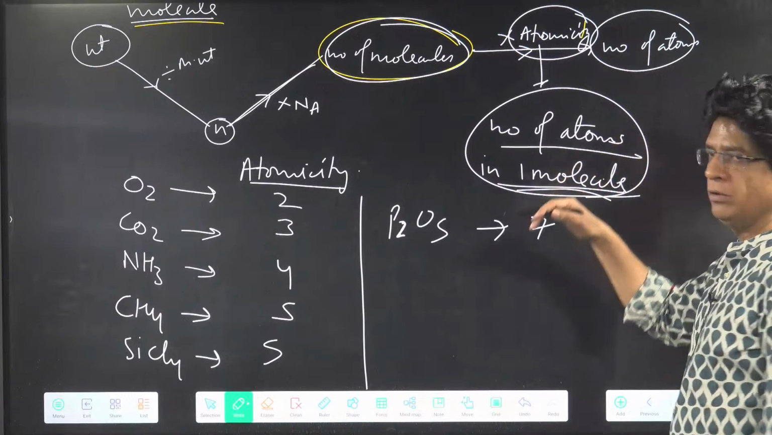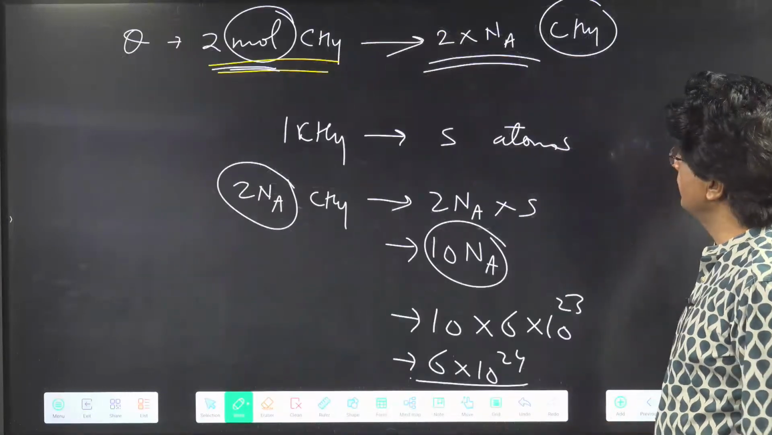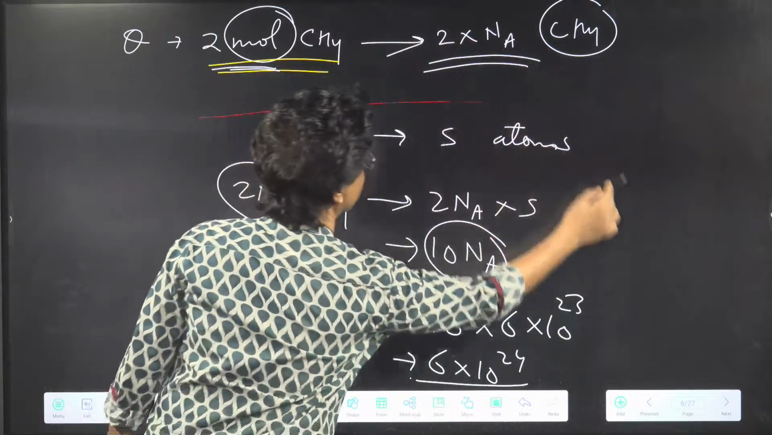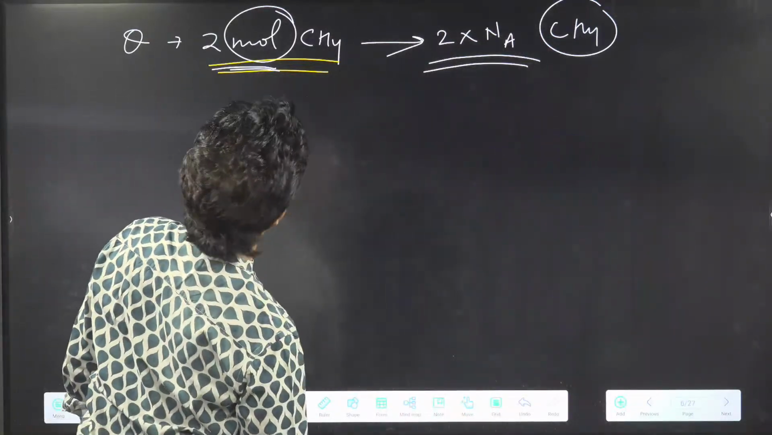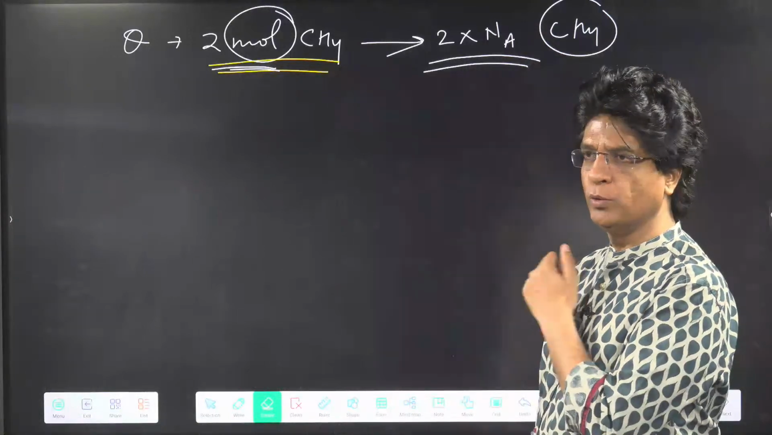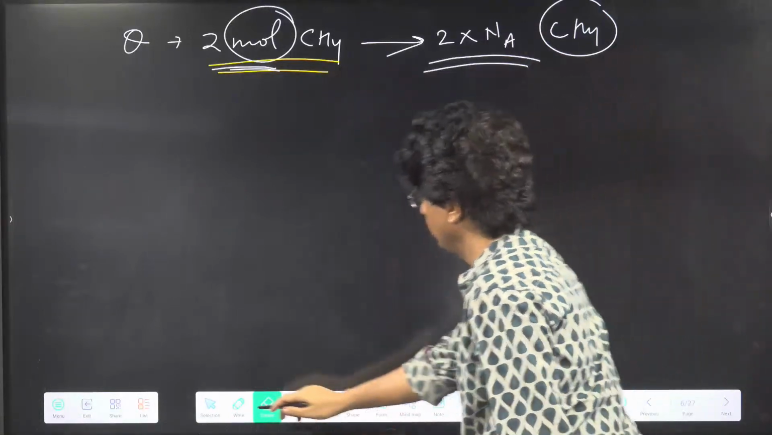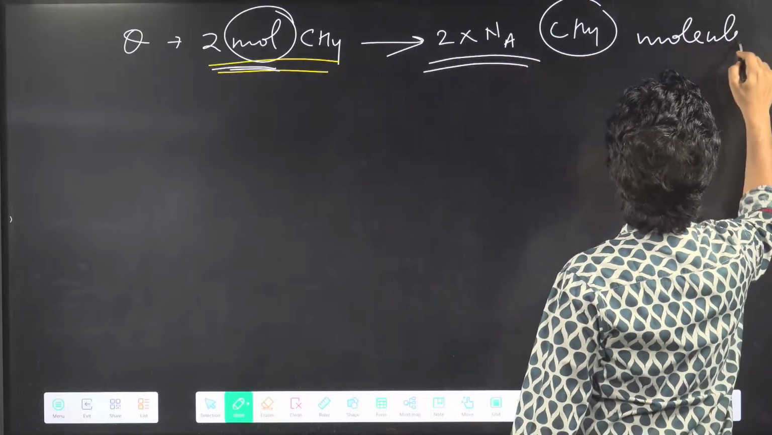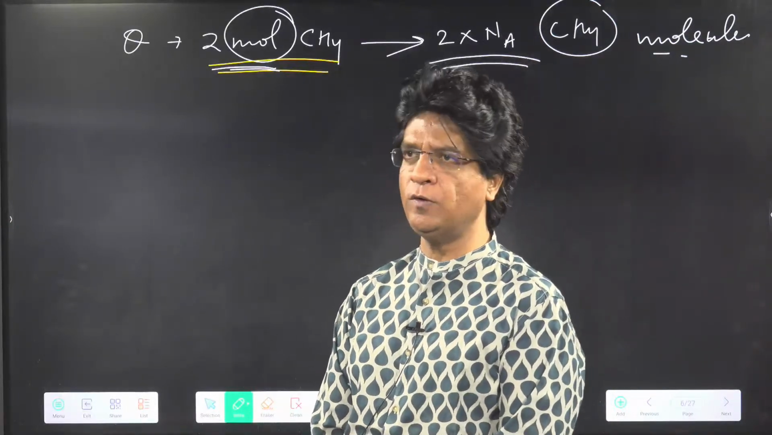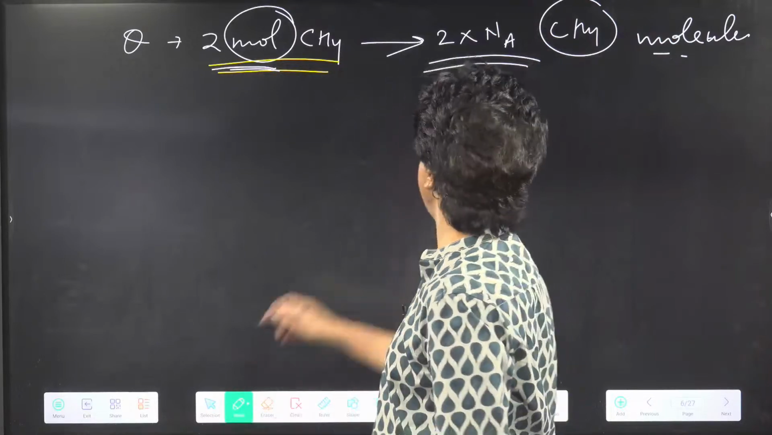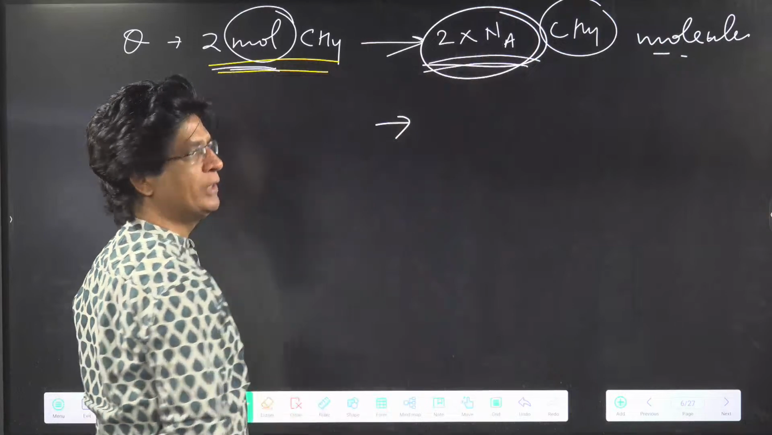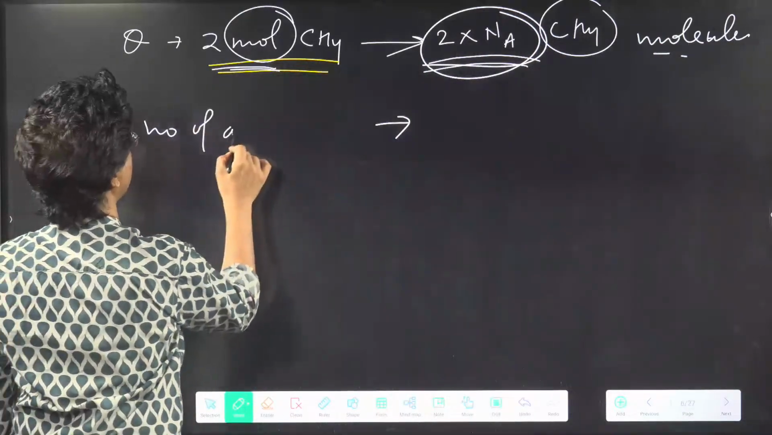Can we go back to the question now? This was the question. We have given you 2 moles of CH4. From moles, you'll go to molecules. So we have these many molecules, 2Na molecules. Once you know the molecules, multiply by atomicity to get the number of atoms.